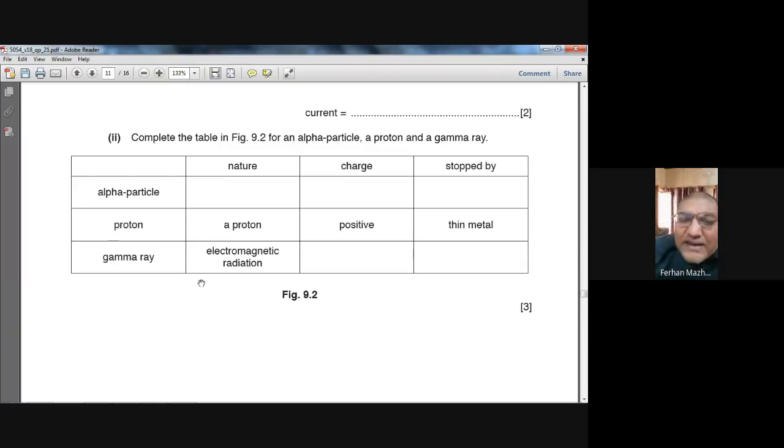So first of all, alpha particles. They are charged particles. They are 2 protons and 2 neutrons together. Alpha particles are helium nuclei. It is like the nucleus of helium and it has 2 protons and 2 neutrons. That is its nature. The charge on the alpha particle is positive. And the alpha particle can be stopped by paper. A thin paper can stop alpha particles. Their penetration ability is very low.